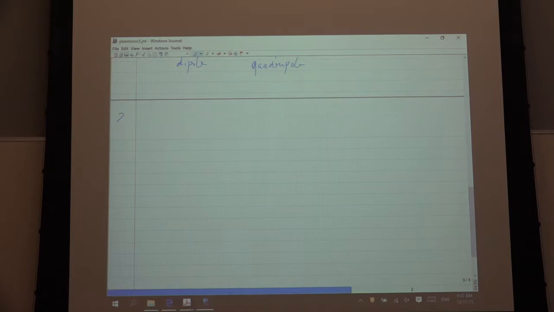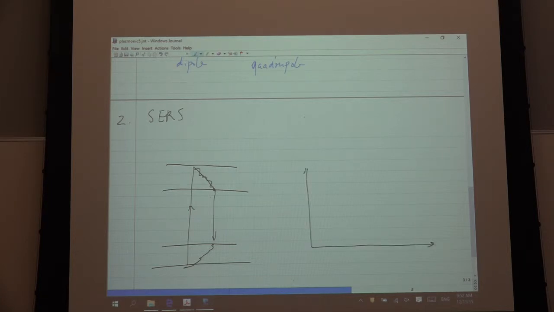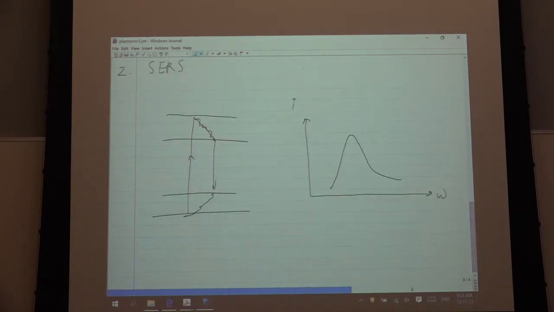Another thing we talked about is SERS, surface enhanced Raman scattering. I think the most important thing for SERS is the spectral. For fluorescence, the spectral is something like this: this goes down, this goes up. So this spectral is broadband. Fluorescence is very intense.